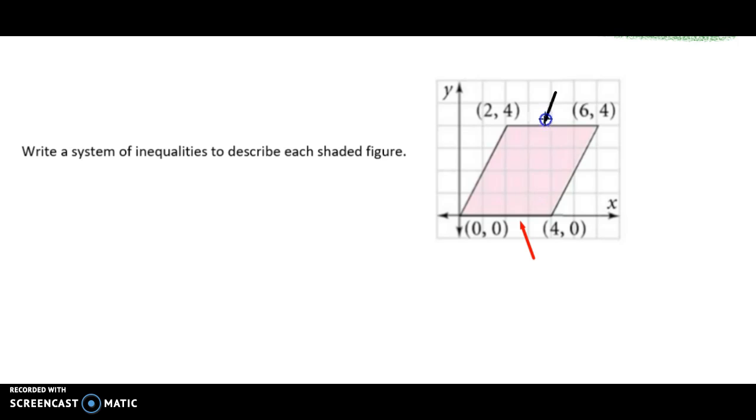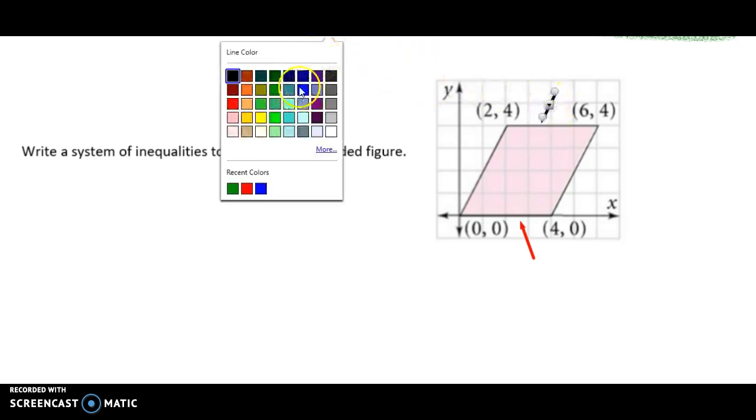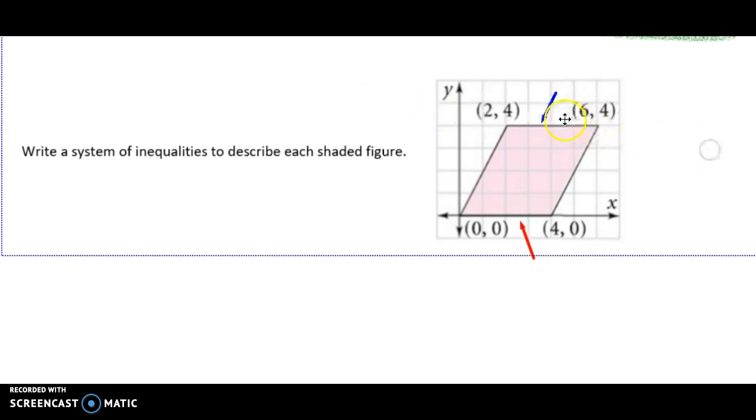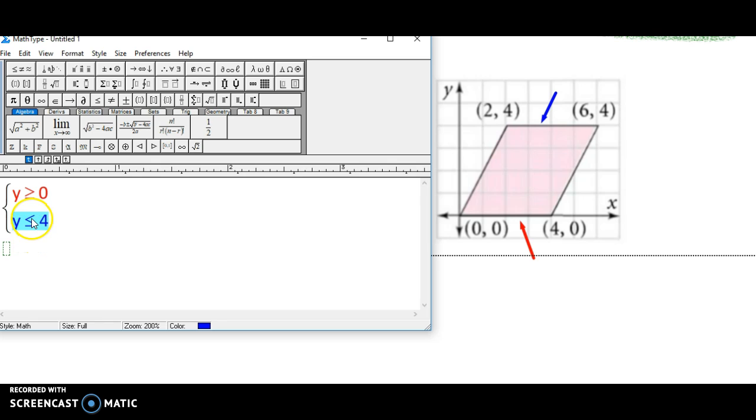This next one right here is fairly easy as well. So in this one, we're right here at 1, 2, 3, 4. This is a y value of 4 all the way across here. So we're going to add solid line shaded below. Y is less than or equal to 4 to our system of equations.